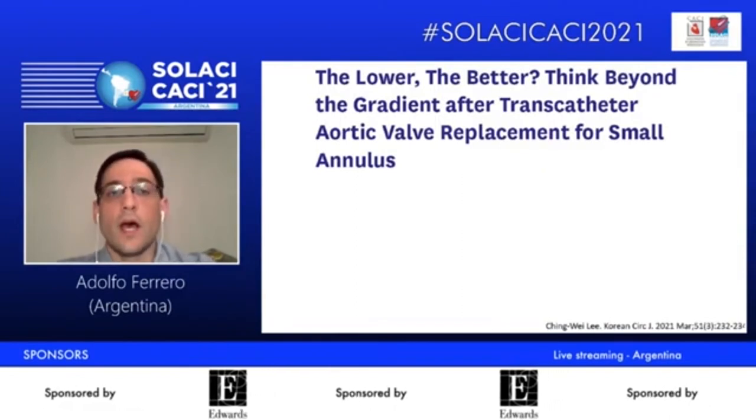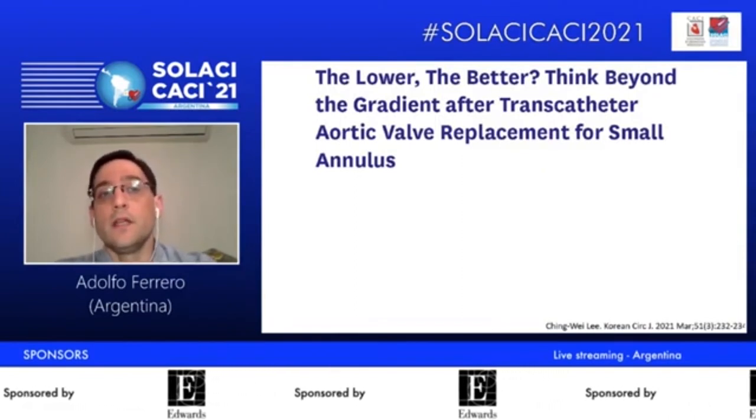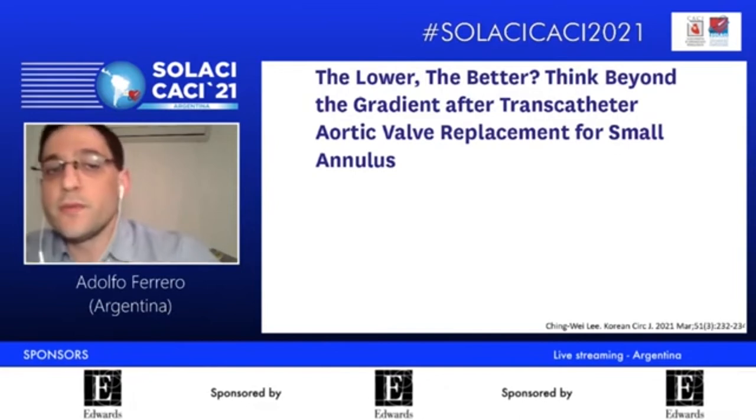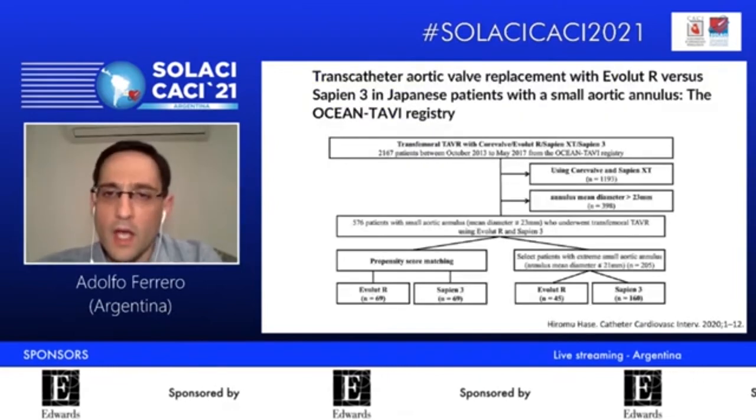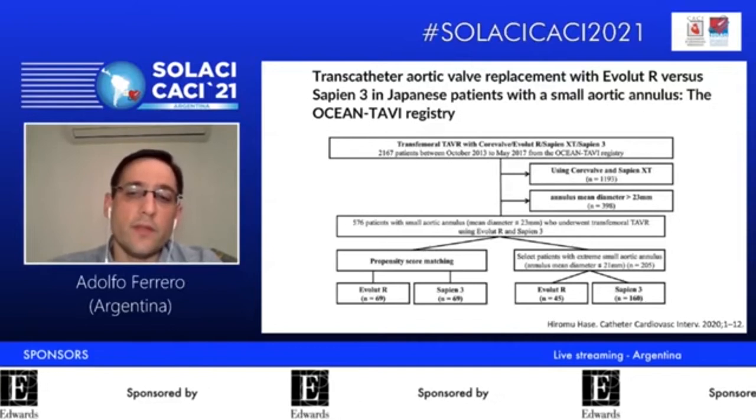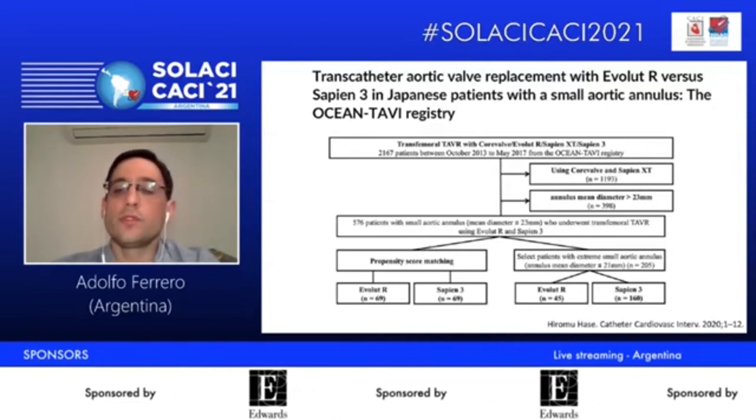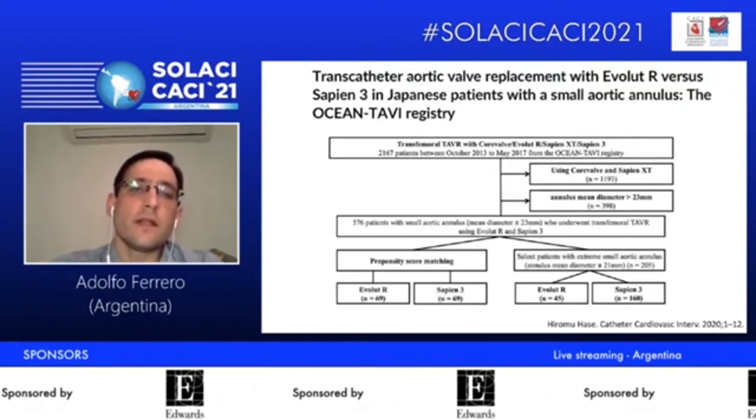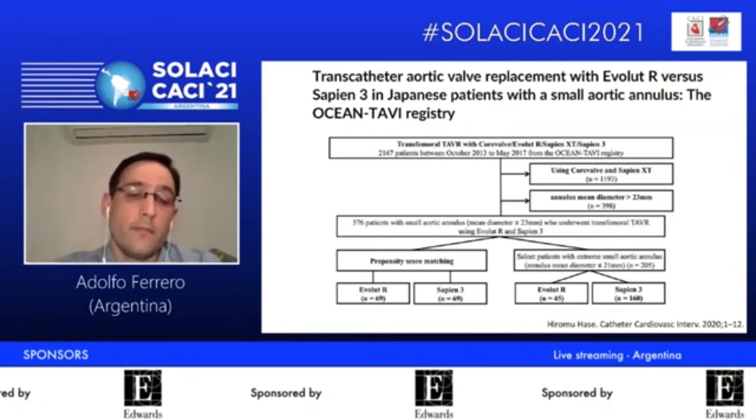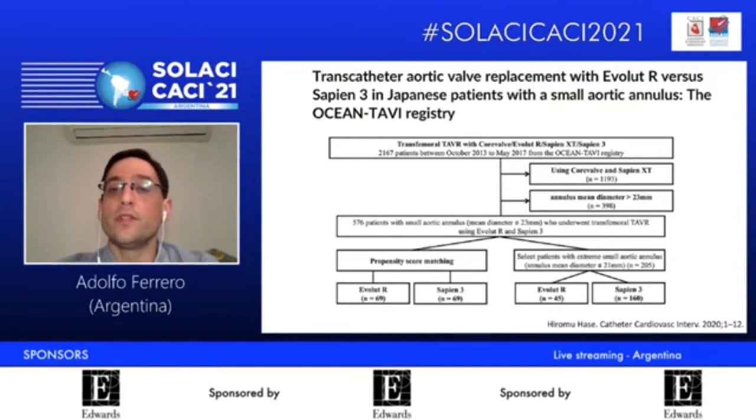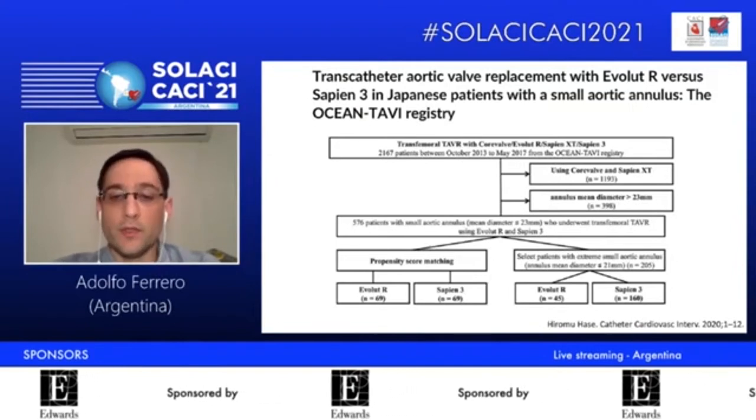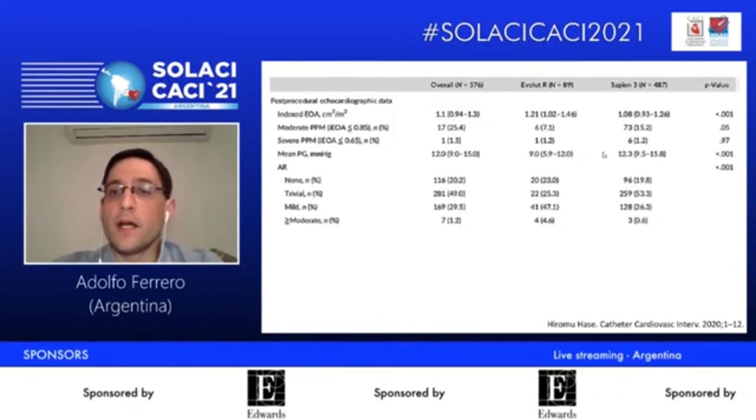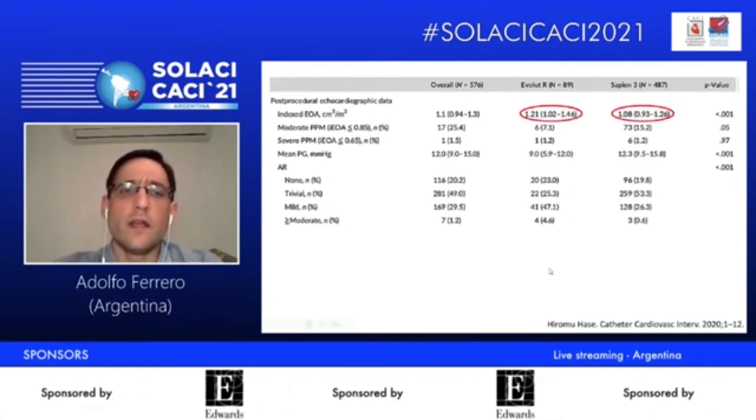So I will use this as my subtitle: is the lower the better? Think beyond the gradient after transcatheter aortic valve replacement for small annulus. Before going into valve-in-valve, I will analyze what is happening in native aortic valves. Take a look at this study in the paradigm of patients with small annulus, which is Japanese people. They designed this trial to compare two types of valves, Evolut and Sapien 3.